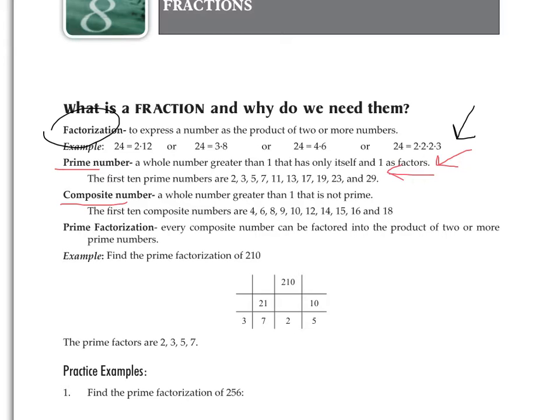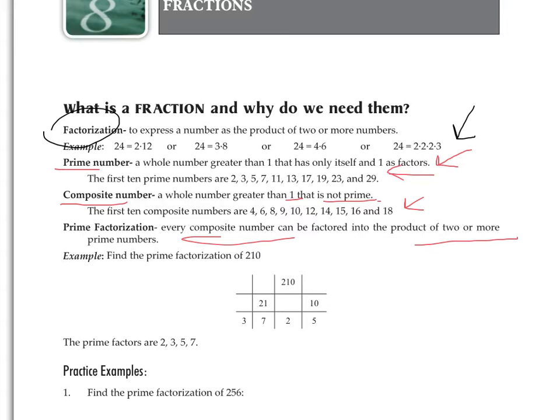A composite number, on the other hand, is any number greater than 1 that's not prime. So these are the numbers that have more factors than 1 and themselves, the composite numbers. Prime factorization: every composite number can be factored into the product of 2 or more prime numbers.